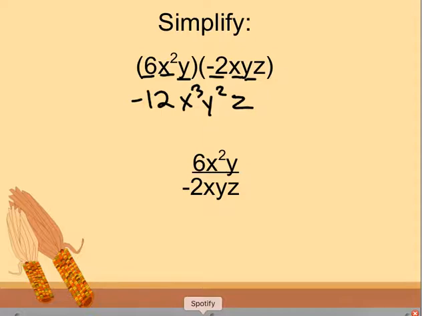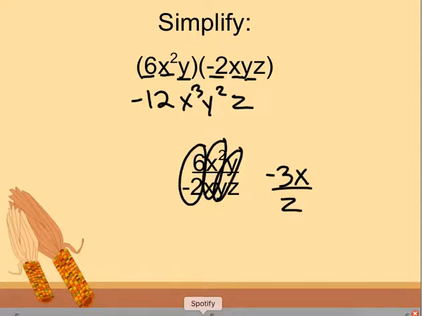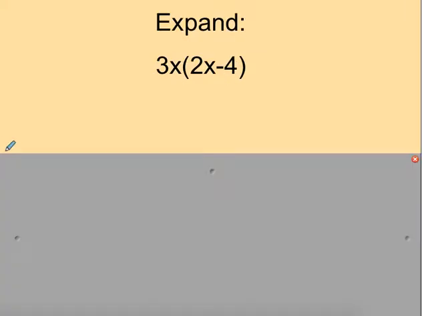Now when I divide, I'm going to look very similarly. I'm going to look at my 6 divided by negative 2, which is negative 3, x squared divided by x, which is just an x in the numerator, y divided by y, well, that's 1, so they actually go away, and then I have z left in my denominator. So go variable by variable, simplifying. Okay, a couple more examples here.